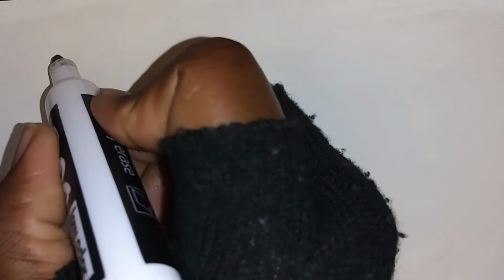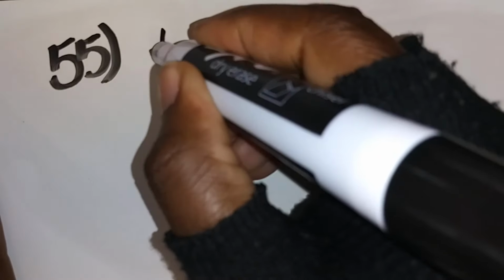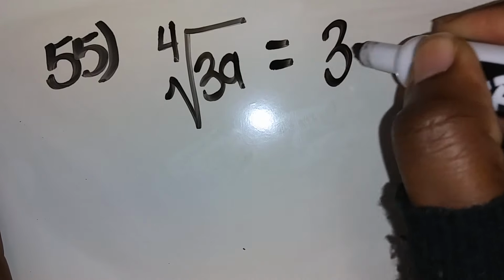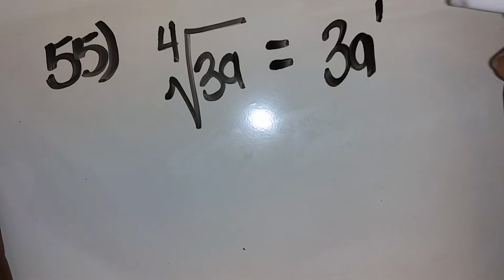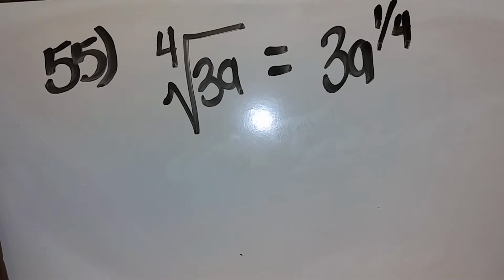Number 55. 55 says change each radical to an exponential expression. So we see an exponential expression, I'm going to see an exponent. I have the fourth root of 3a. So I'm going to write down my 3a as my base. I see 3 and a only one time. And I have an index of 4. And that is my answer.